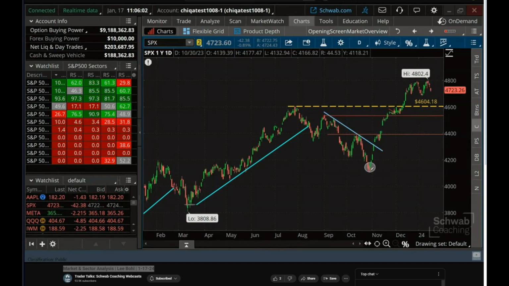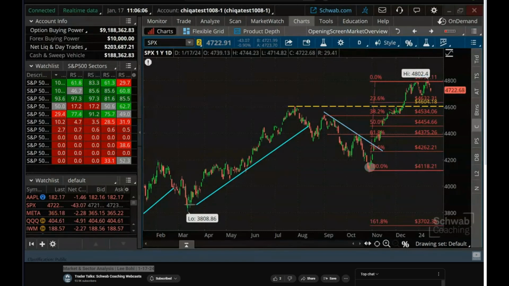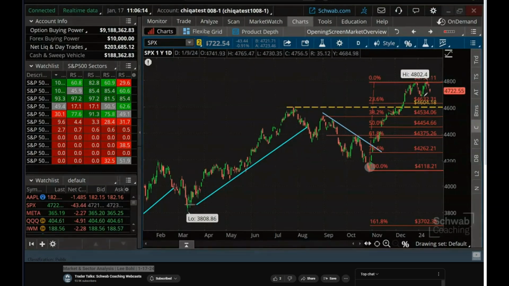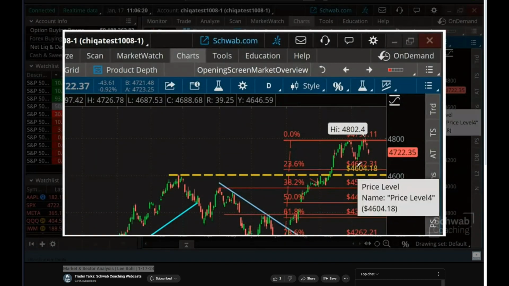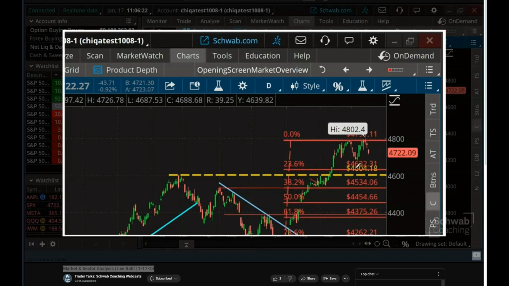So let's do this one first. Interestingly, the next level, if we break this little double top, which would be the trough right here, there is a little support right under there. That's the 23.6 from this larger one, which is right around there.